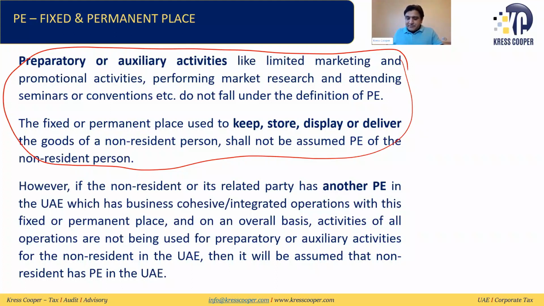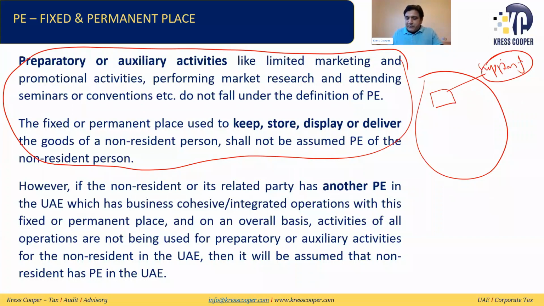They said basically there are two different sites, it can be multiple sites as well. One site is providing supporting activities. Then the other site is a PE. Same person, same non-resident person in the UAE. One site is providing only supporting services. The second site is a PE of the non-resident person in the UAE.